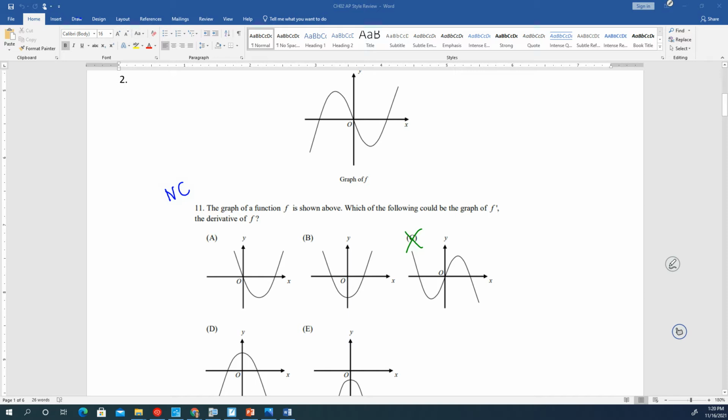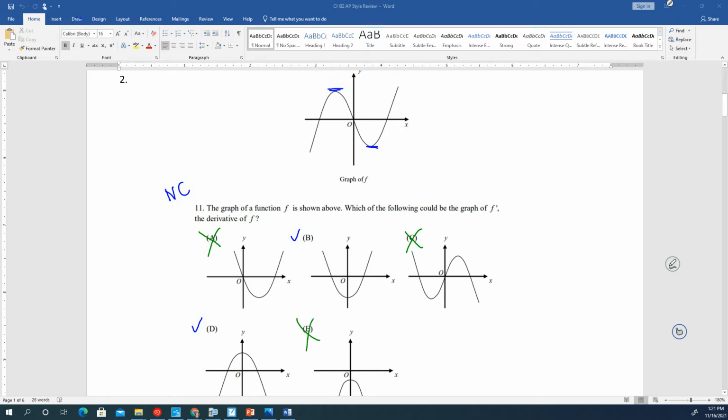All right, now we have to look at characteristics of my graph. So at all the horizontal tangents, so these points and these points, what characteristic do I have on the graph of the derivative? X-intercepts, good. So the ones that have x-intercepts there would be B and D. So that eliminates A and E.